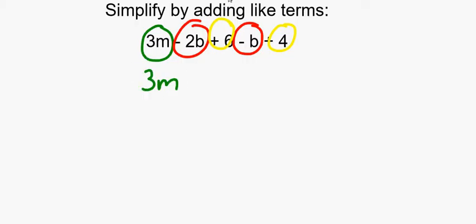What can I combine in red? B's. Negative 2 minus another 1, negative 3b. And my constants come out to plus 10. Are we feeling okay about that? Okay, now that's just an algebraic phrase. There's no equal sign. It's not an equation. Just showing that we can recognize which terms can be combined and then doing it.